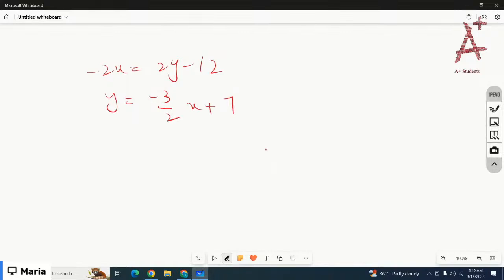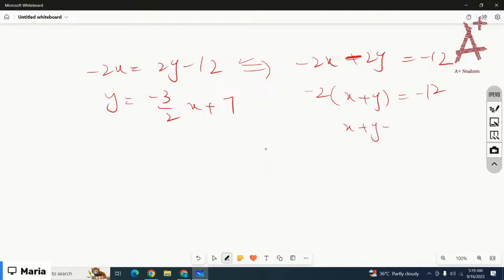Let's just write down the equation in standard form, right? It would be negative 2x minus 2y equals negative 12. Negative 2 common, so you're left with x plus y equals negative 12. When you divide both sides of the equation by negative 2, it would be x plus y equals 6, right? Positive 6, you have divided by.